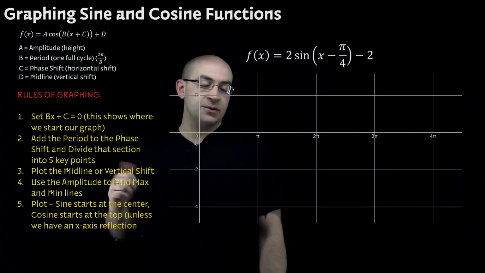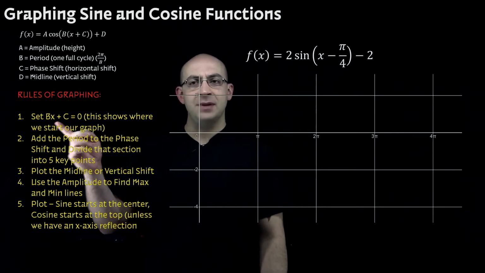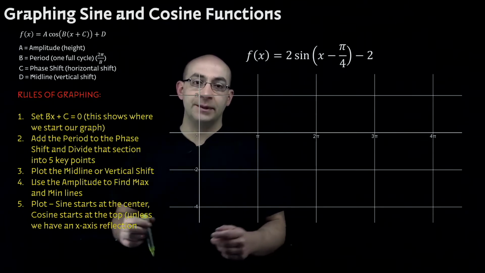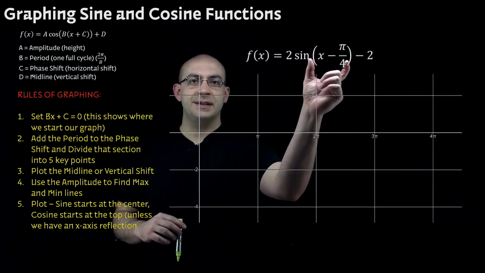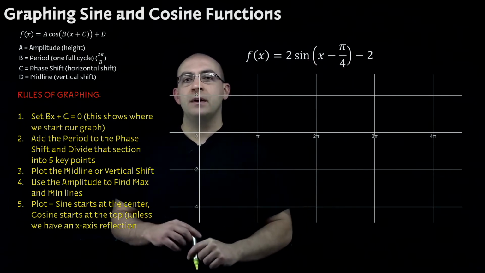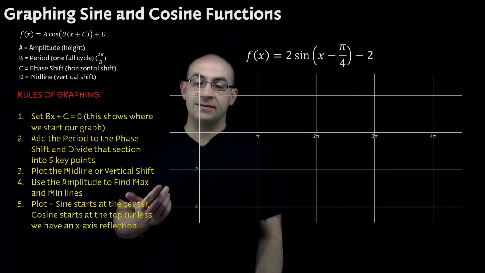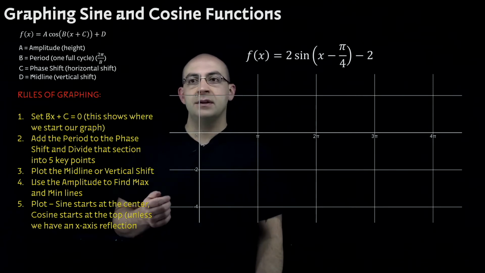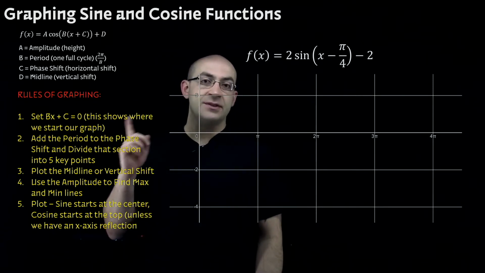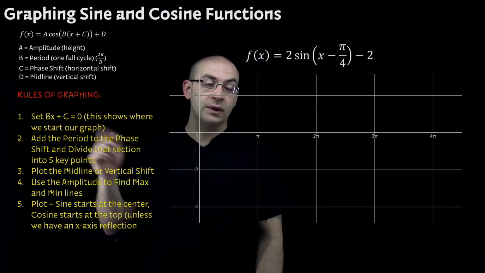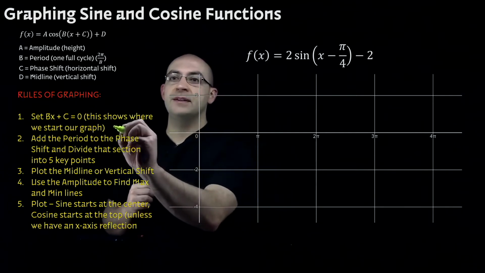Number 1, or the first rule, we can set bx plus c equal to 0. Well, what is bx plus c? Well, bx plus c is this parentheses part. Now, we don't actually have to do bx plus c. If you know what the phase shift is, then we're good to go. See, we have to find the phase shift first, and that's what rule 1 is doing. So this is our phase shift.